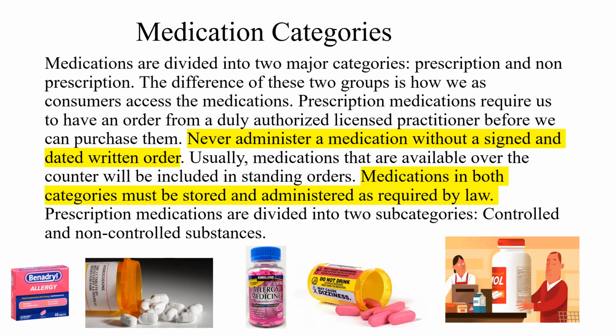Medication categories. Medications are given into 2 major categories, prescription and non-prescription. The difference between these 2 groups is how we as consumers access the medication. Prescription medications require us to have an order from a duly authorized licensed practitioner before we can purchase them. Never administer a medication without a signed and dated written order.